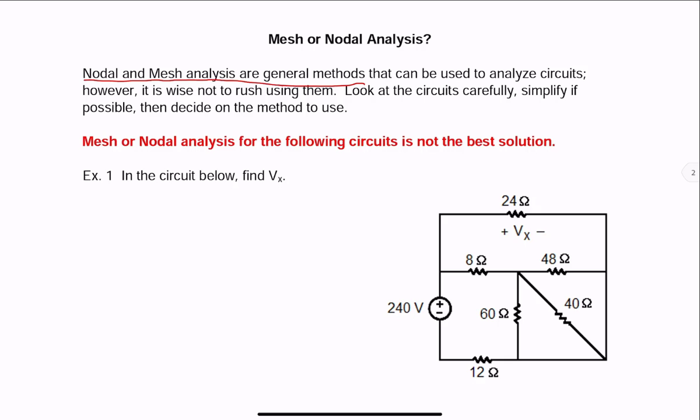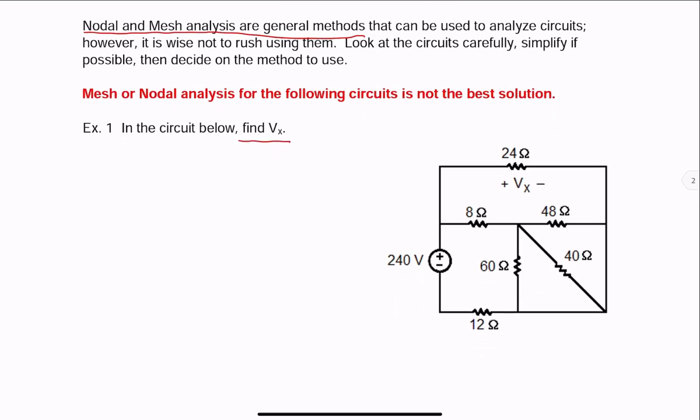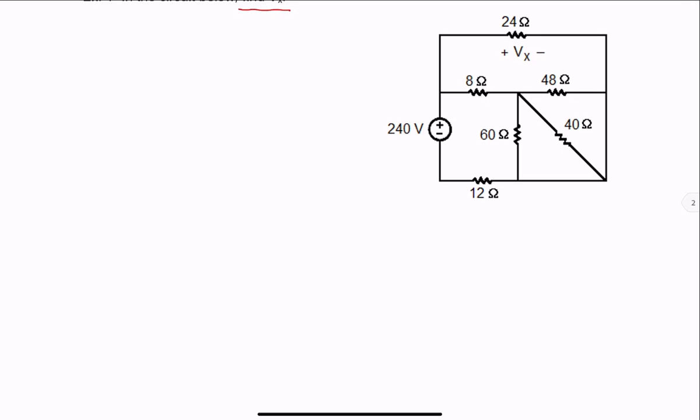To do a couple of examples, here the unknown of the problem is Vx. So for the sake of argument, if you want to do, let's say, mesh analysis, we have 4 meshes, ending up with 4 equations and 4 unknowns. So before rushing, let's simplify the circuit a little bit and see what we end up with.